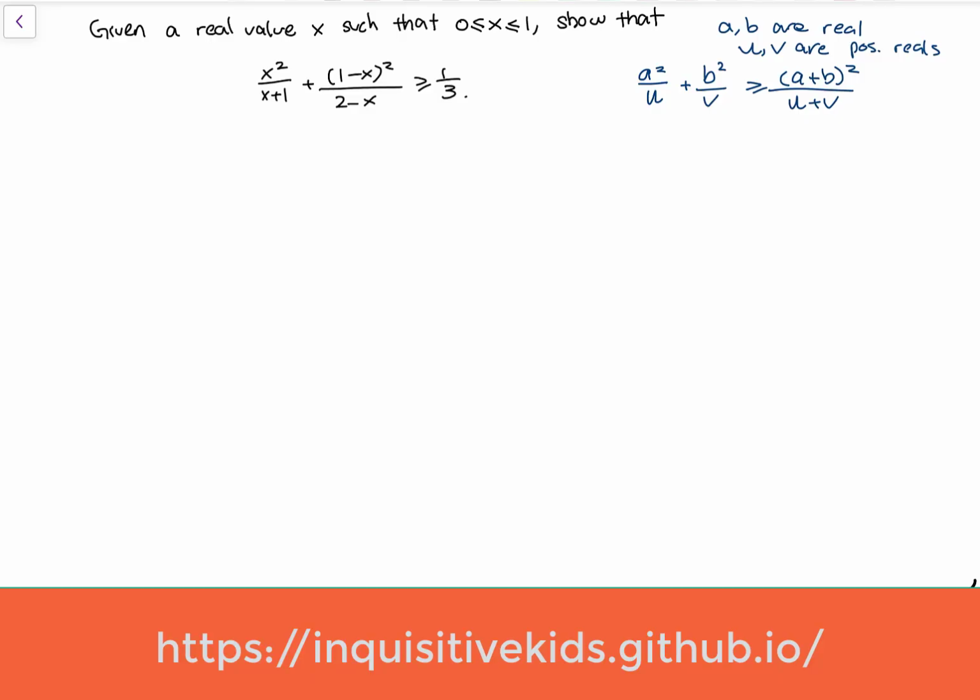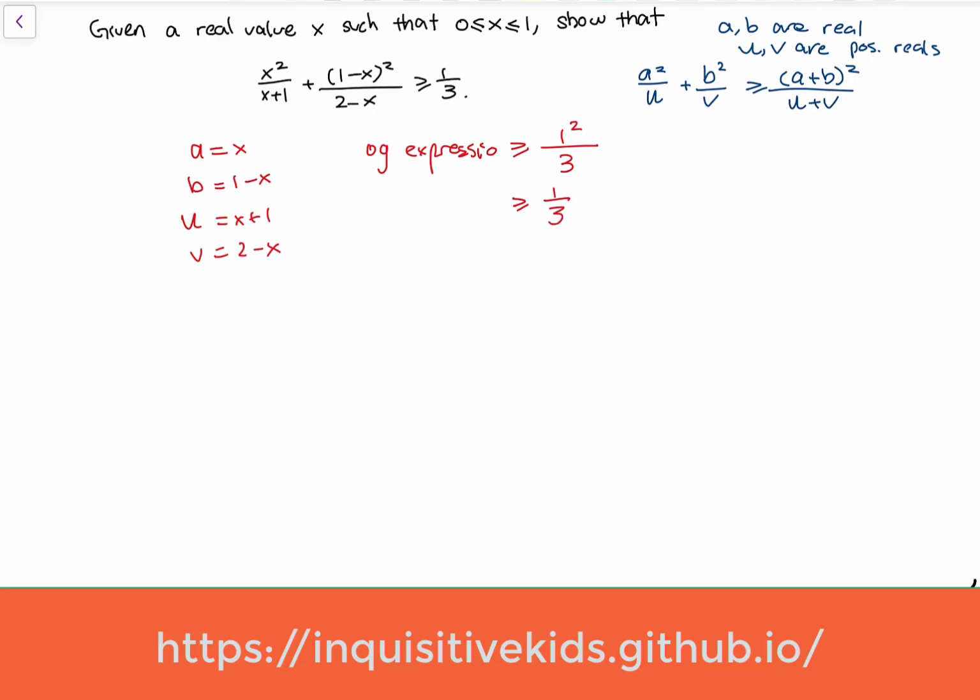Now, how can we apply this to our problem? Well, we can let a be equal to x, b in this case is equal to 1 minus x, u is equal to x plus 1, and v is equal to 2 minus x. We don't even have to do any manipulation. We just have to substitute this in. So doing this would give us that the original expression is greater or equal to the sum of a and b, which is 1 squared, over the sum of u and v, which is 3, which is 1 over 3.